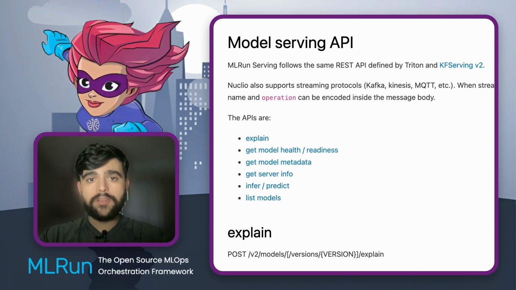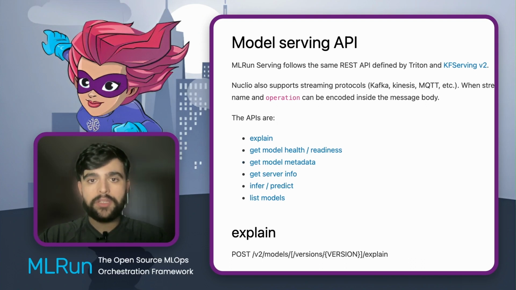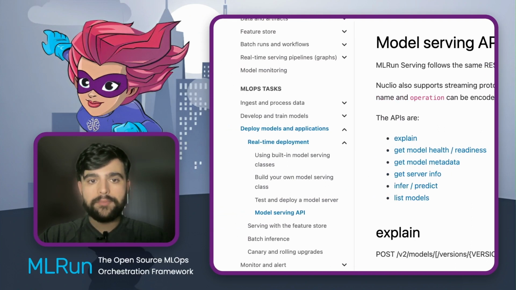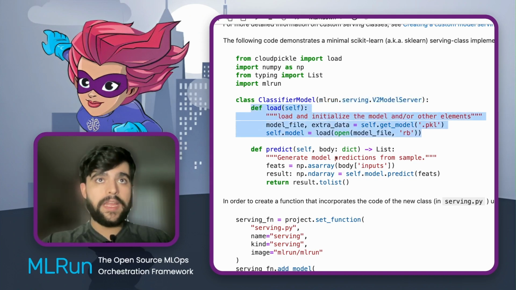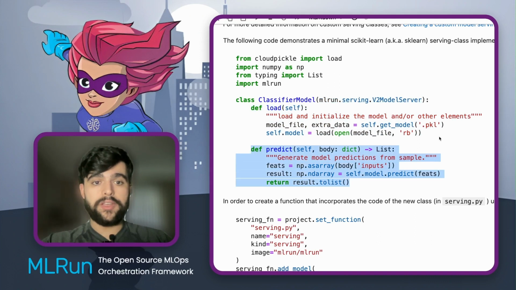I'd like to quickly note that the model serving API is compliant with standards like Triton and KF Serving version 2. If you'd like to learn more about which routes are supported by the model server, go to this page in the docs. Up until now, we've been using the built-in MLRun model servers, but I do want to note it's possible to create your own. The way you would do that is by creating a Python class that subclasses the MLRun v2 model server, and then specifying a few of the methods. Specifically load, which is how you load your model into memory, and predict, which is how you predict with your model.